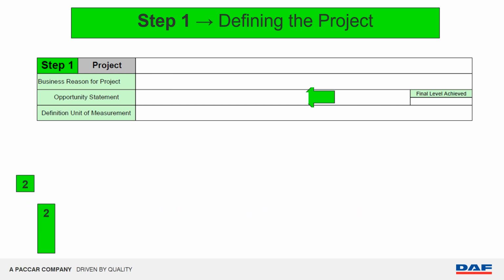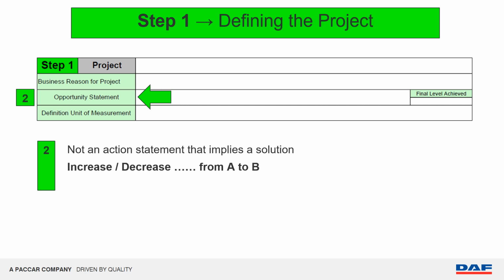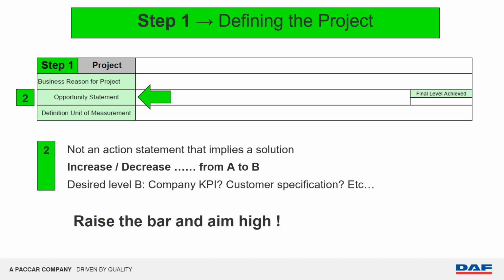The opportunity statement. Let's start with what it's not. It's not an action statement. It's not a statement that implies a solution, like installing new software or buying new equipment. No, your opportunity statement should always read, increase or decrease something from a current level A to a desired level B. Desired level B could be a company KPI or a specification that needs to be met. When choosing your own target, raise the bar and aim high. That will make you work just a little bit harder.